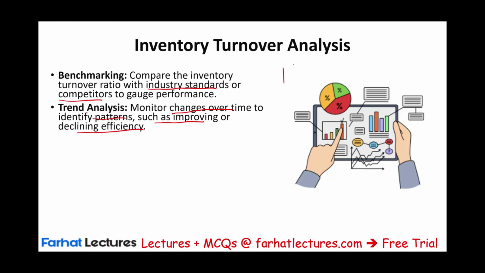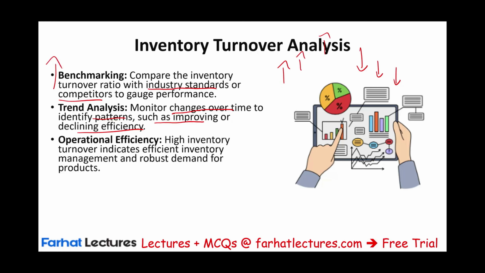So if your inventory turnover is constantly going up, that's a good sign. You're doing a good job. This is the trend. If it's going down, that's a bad sign. Well, if it's going down and the average industry is going up, that's a bad sign. If it's going down and also the industry is going down, but you're going down slower, that's not bad. Also, high inventory turnover indicates efficient inventory management and robust demand for the product. Knowing that your inventory is turning, it means you are managing your inventory well, you're not buying too much. That's one. Two, you are buying the right product because your product is selling.